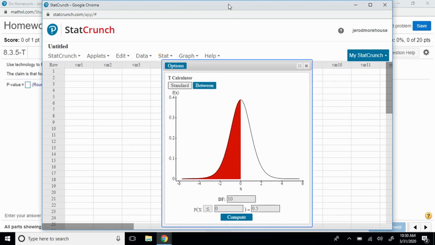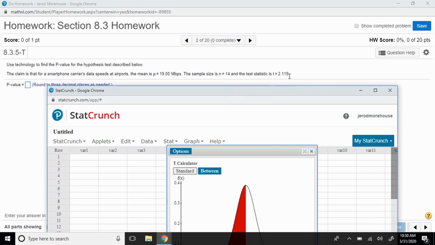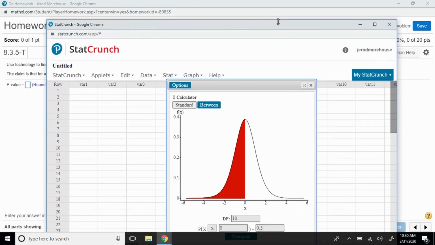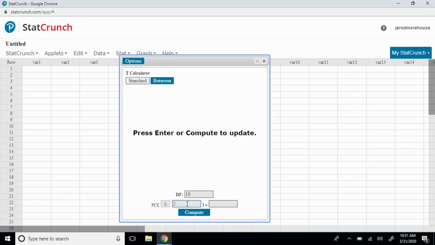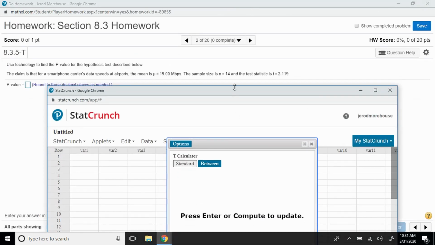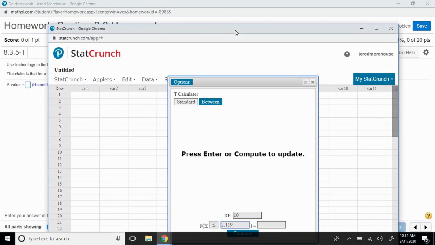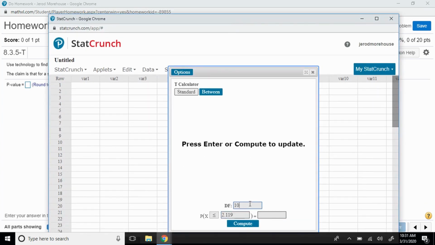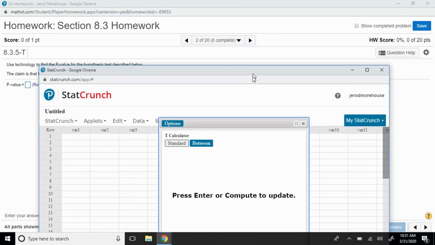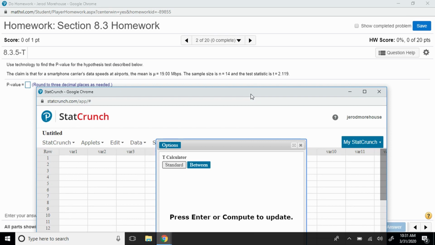And it says we had a test statistic of 2.119. So we're going to put in here 2.119 for our t. Now it asks for a degrees of freedom. The degrees of freedom are always 1 less than the sample size. So our sample size was 14. So we're going to type in 13 for our degrees of freedom. And looking at the problem, it doesn't indicate if they thought it was less than or greater than. They just wanted to know if it was different.